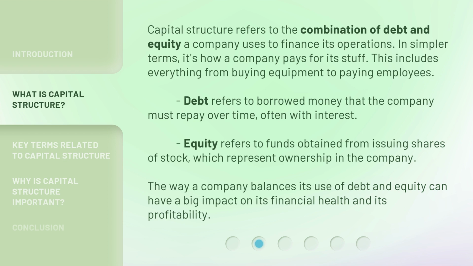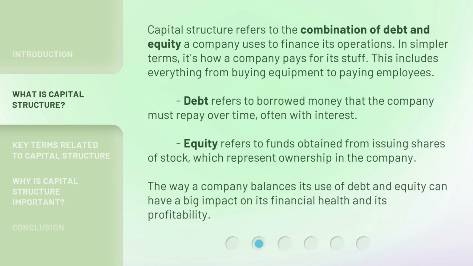Capital structure refers to the combination of debt and equity a company uses to finance its operations. In simpler terms, it's how a company pays for its stuff. This includes everything from buying equipment to paying employees.